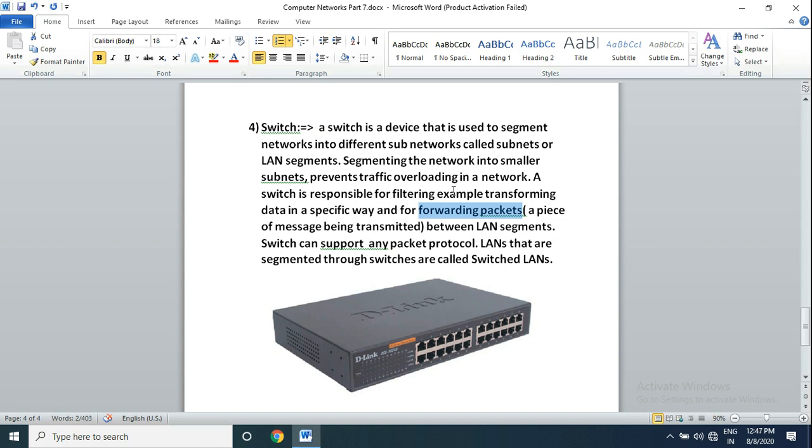A switch is responsible for filtering, for example transforming data in a special way, and forwarding packets. And what is a packet? A piece of message being transmitted. Whatever LAN is using a switch or is segmented through a switch is called a switched LAN.